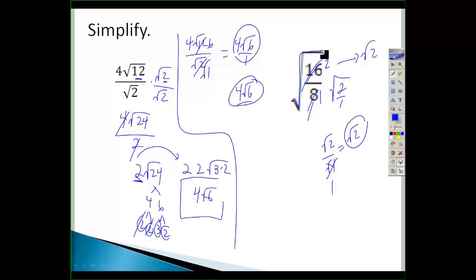We know the quotient rule also says we could have the square root of 16 over the square root of 8. And we could apply this rule right here and say, well, they're both under the square root, so we can cancel them. Square root of 2 is left. However you want to come to the answer, that's fine. You can do any one of those ways.